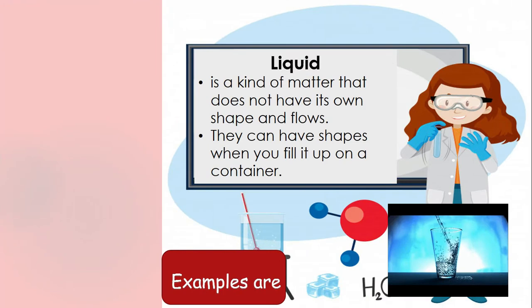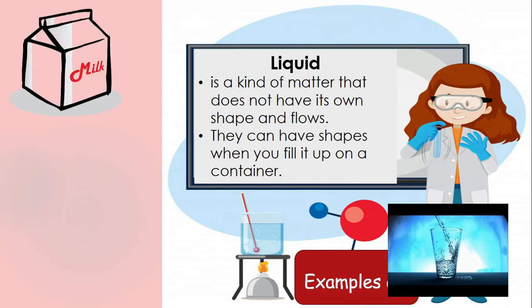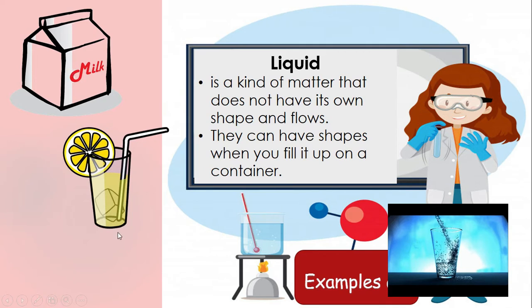Okay, let us proceed to liquid. Liquid is a kind of matter that does not have its own shape and flows. It can take a shape when you fill it up in a container, just like you are seeing on your screen. Whatever the shape of your container, the liquid will follow it. What are the examples of liquid matter? The first one is milk, liquid milk, juices, and the best example is water.